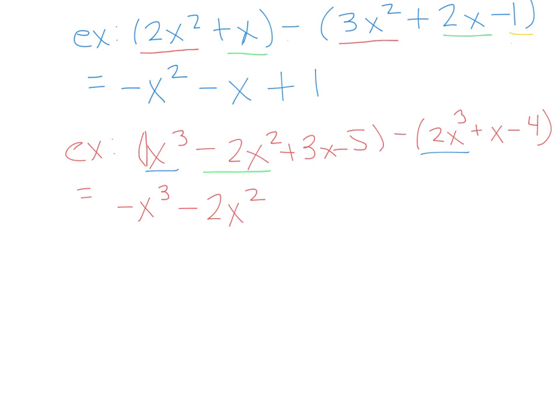And the x term, we have a plus 3x and an x. So 3x minus x is going to result in a plus 2x. And the constant term, minus 5 minus a negative 4. So again, we're adding that 4 because the minus and negative is like addition. So negative 5 plus 4, that's going to give us a plus 1.